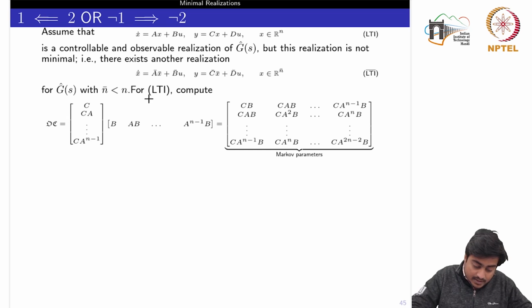So for the system ABCD, we compute the multiplication of the observability matrix and the controllability matrix. First of all, we compute for this pair. This is the observability matrix, the controllability matrix, and the multiplication yields this matrix, which is composed of the Markov parameters. The concept of these Markov parameters we also introduced in the first week when we discussed realization only.